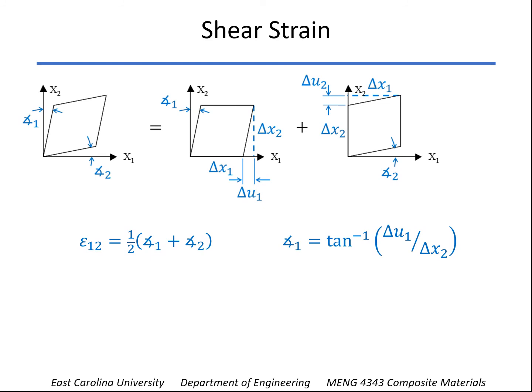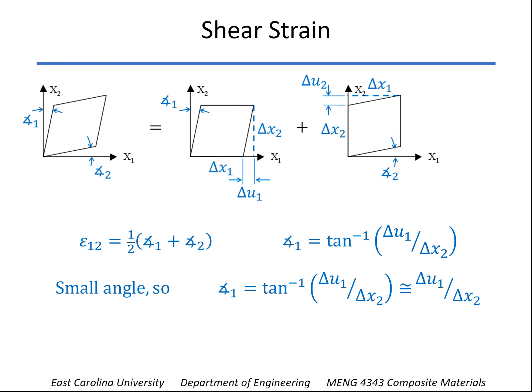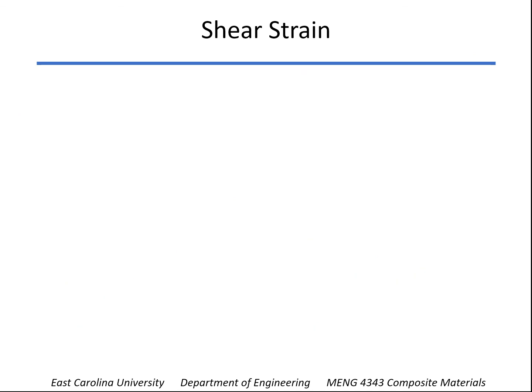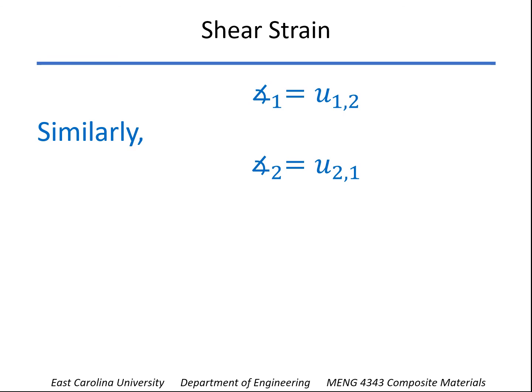Now, because it's a small angle, with small angles we can assume that the angle in radians is approximately equal to the tangent of the angle. And so we'll say that angle 1 is approximately equal to delta u1 over delta x2. And if we let delta x2 approach 0, that becomes the partial derivative as shown here. In other words, u1 comma 2. Now we can do a similar thing to find angle 2, and we find that angle 2 is u2 comma 1. Therefore, the shear strain epsilon 1 2 is 1/2 (u1 comma 2 plus u2 comma 1), those derivatives.